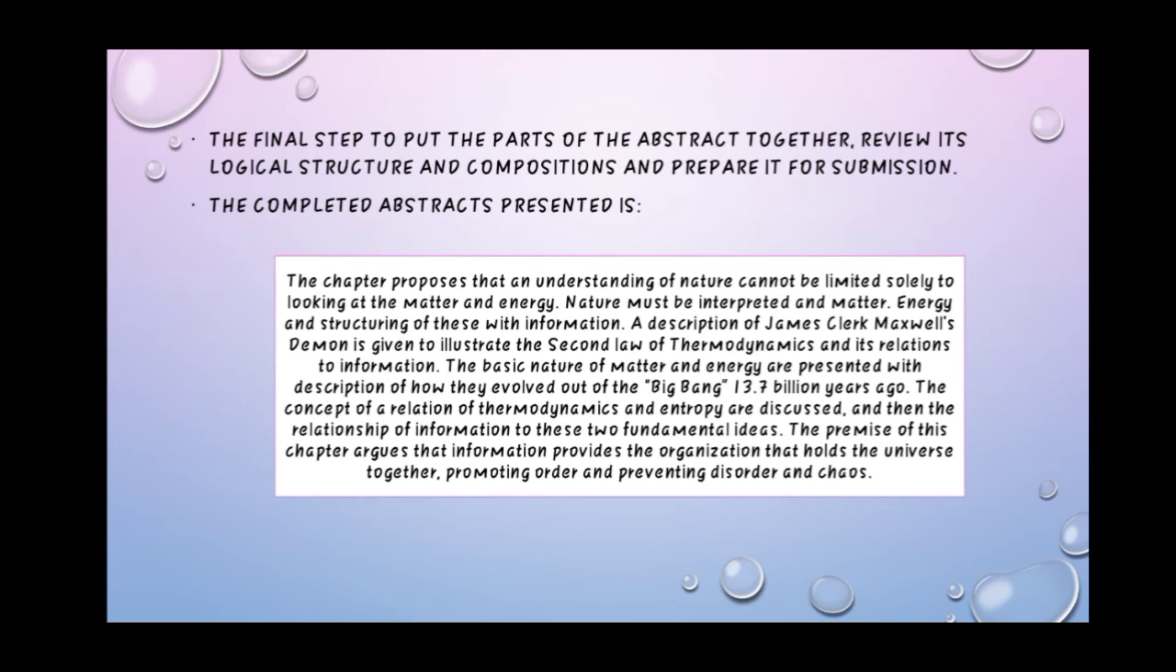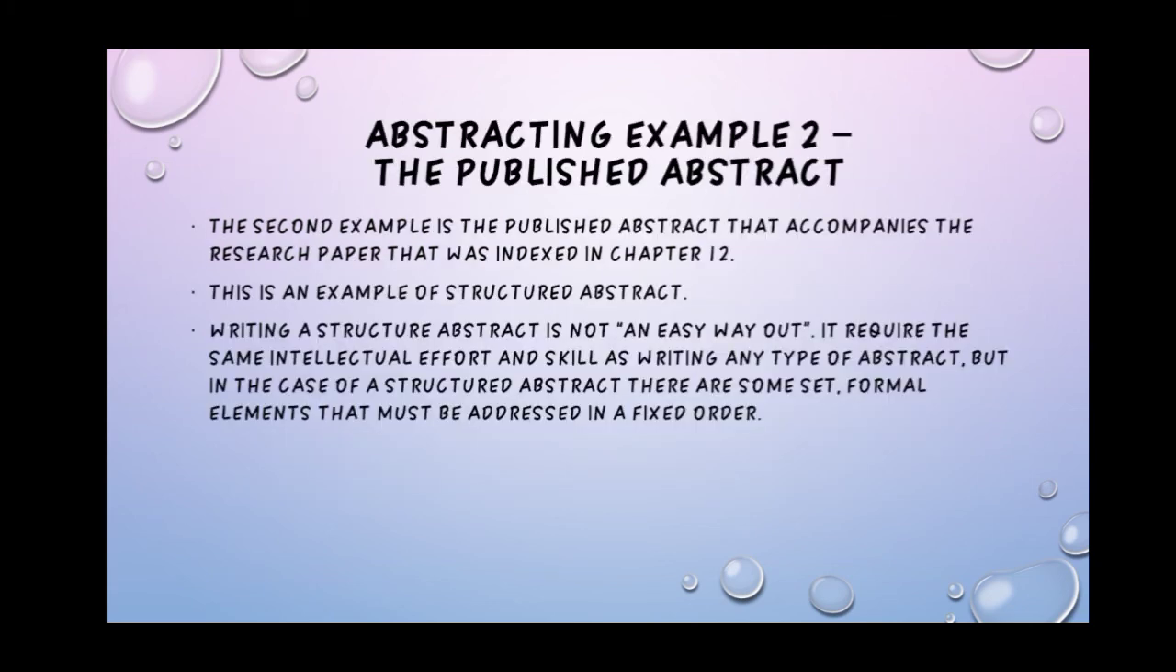The final step: put the parts of the abstract together, review its logical structure or composition and prepare it for submission. Abstracting example 2, the published abstract. The second example, the published abstract, accompanies the research paper that was indexed in chapter 12.